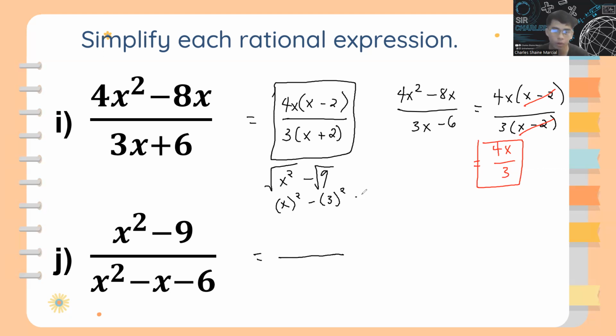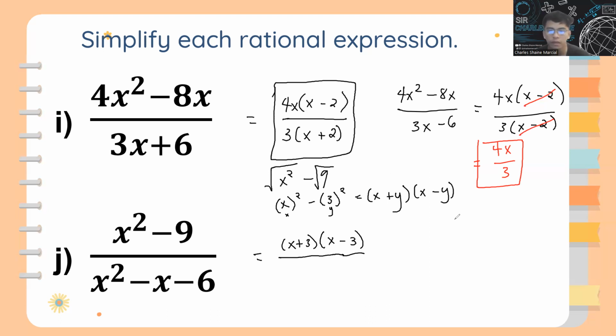Now, hindi mo siya tapos, kasi meron tayong standard form ng factored form of a difference of two squares. And that is x plus y times the quantity of x minus y. So, itong value ng x squared, yan na yung magiging value ng x, and itong 3 squared, yan na yung magiging value ng y. So, yung magiging factored form natin is x plus 3 times the quantity of x minus 3. Alright? So, how about the denominator?